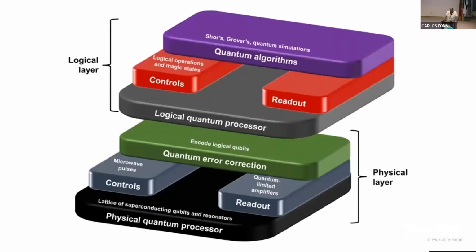We have a stack to understand these different layers between the physical layer and the logical layer. As you can see, we have a new kind of processor, the physical quantum processor, with its controls and amplifiers. A very important unit of quantum error correction.